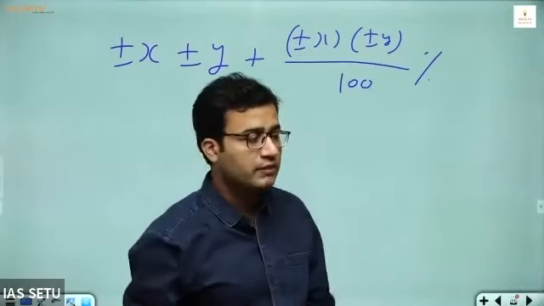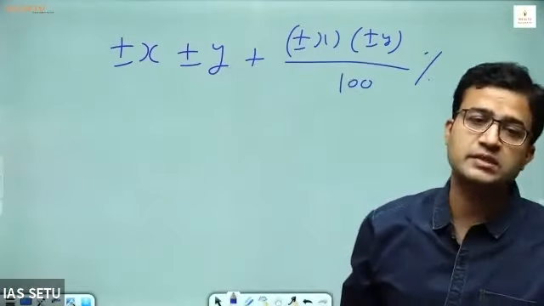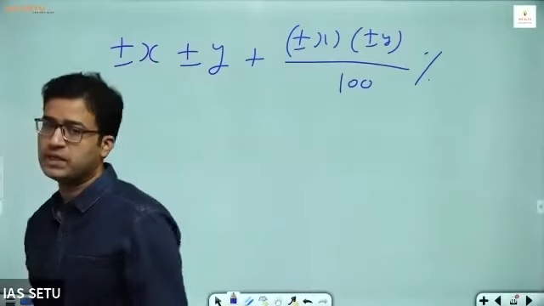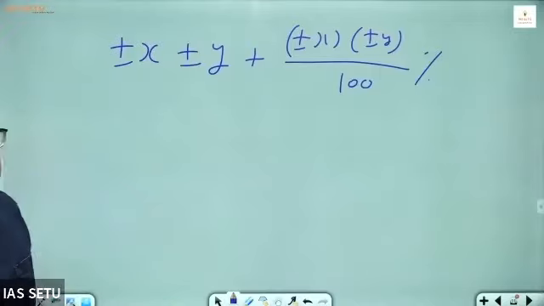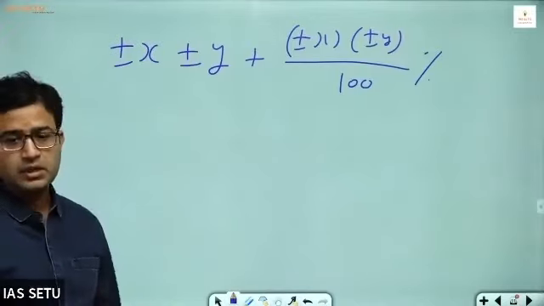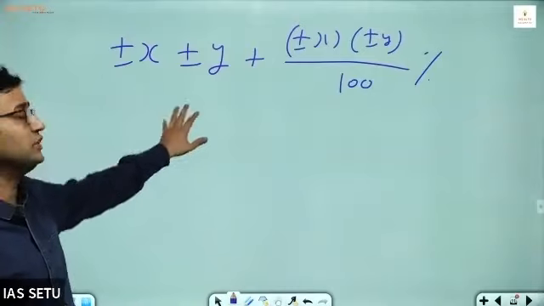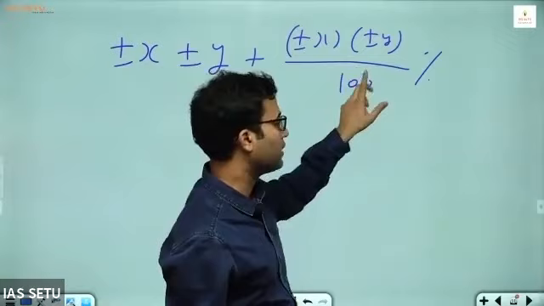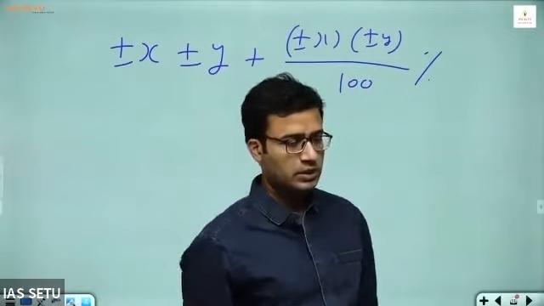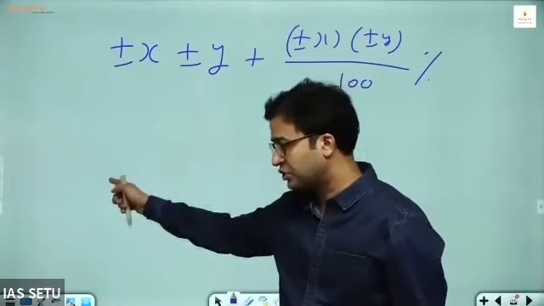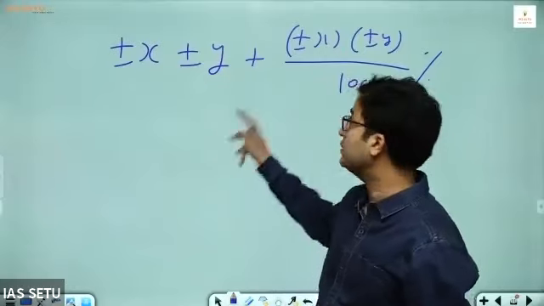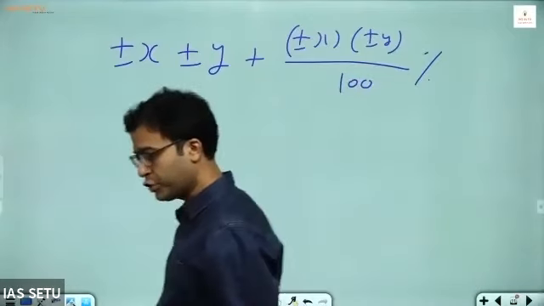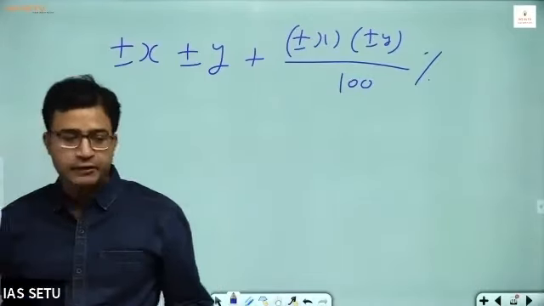If there is an increase in the value, I take plus. If it is decrease, minus. If it is given length increased by 10%, I will take plus 10. If it is given length reduced by 10%, I will take minus 10. So it is change in the first dimension, change in the second dimension, plus product of both divided by 100%. You write this formula, and I give you an alternate method also.